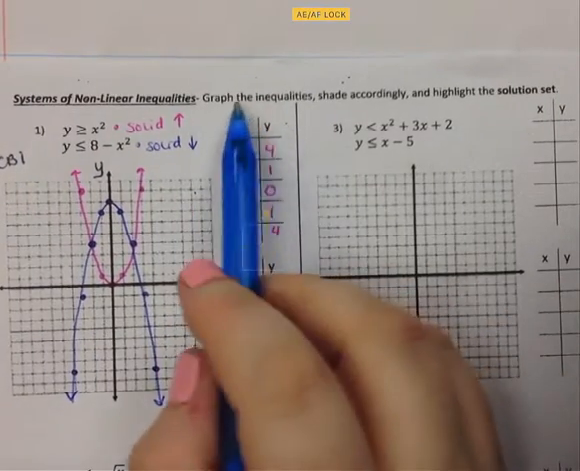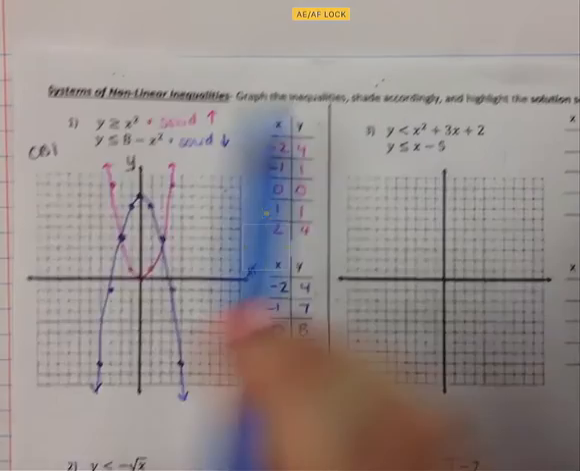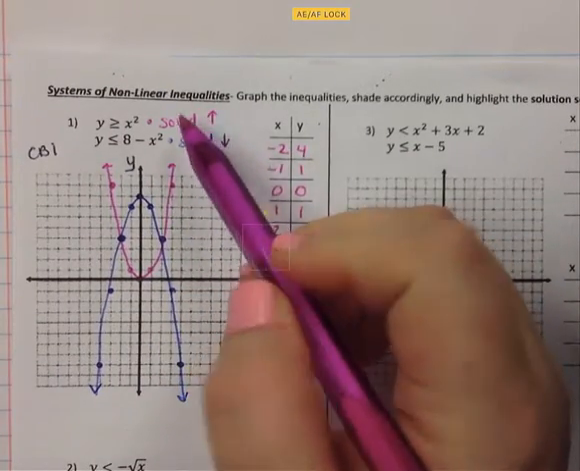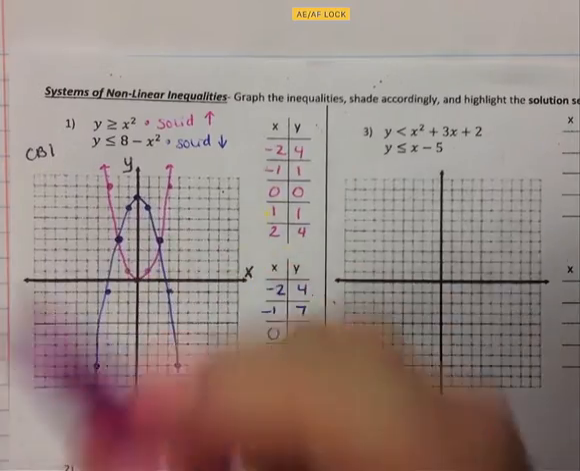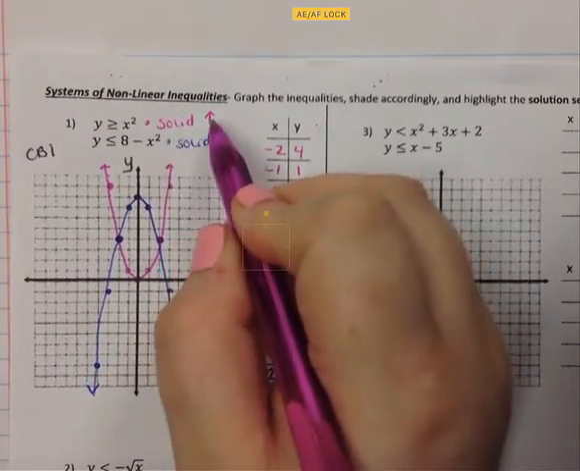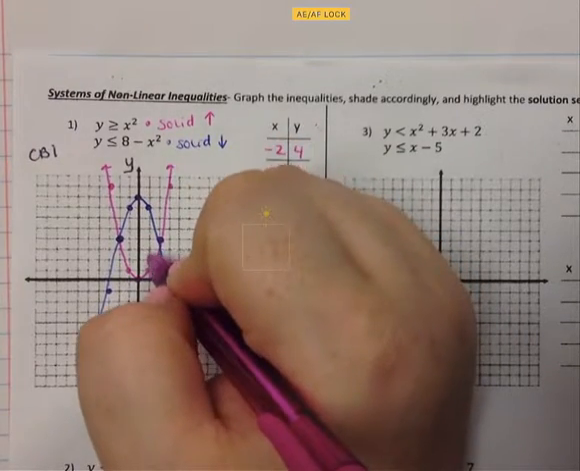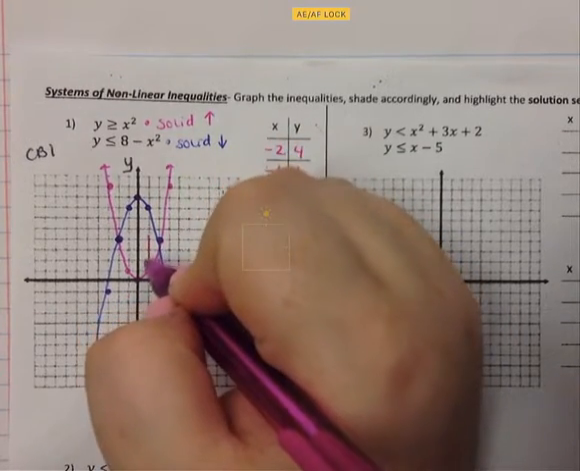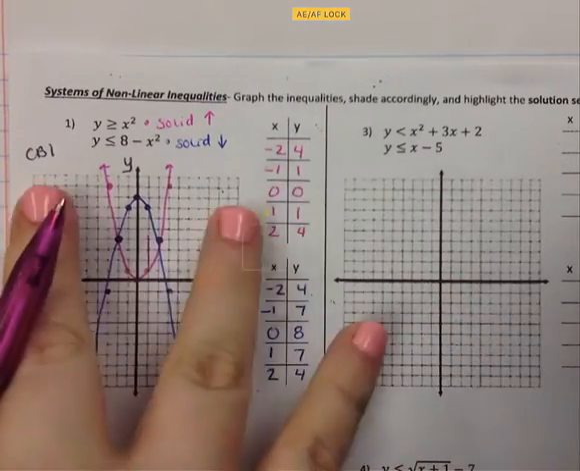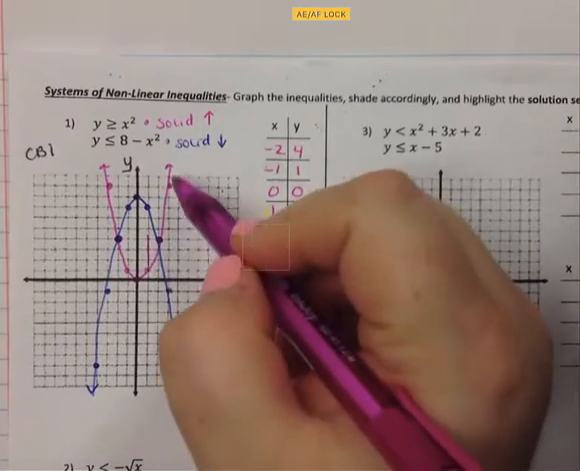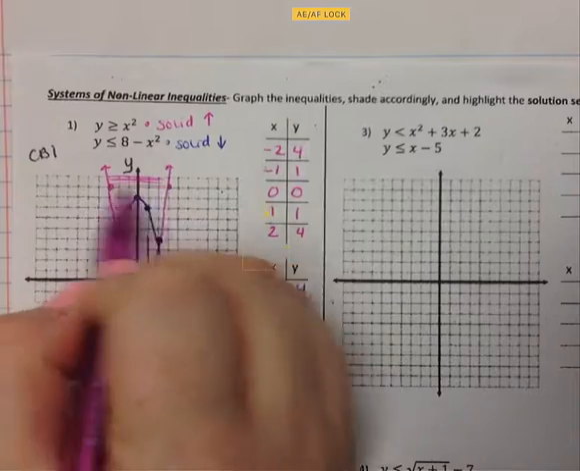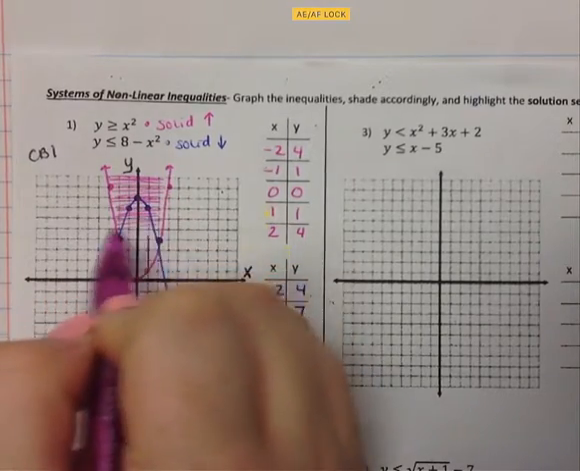Now that we have the graph of the inequalities, we want to shade them accordingly. So I'm going to go back to my pink one. In order to shade this, I'm going to put my pink pen on the pink parabola, anywhere on that parabola. I'll just do it right here. It says to shade up, so I'm going to draw a line up from here. What this does is tell me which half of the graph to shade: either inside the parabola or outside of the parabola. As the line for the pink is inside the parabola, that means I'm going to shade all inside the pink parabola.